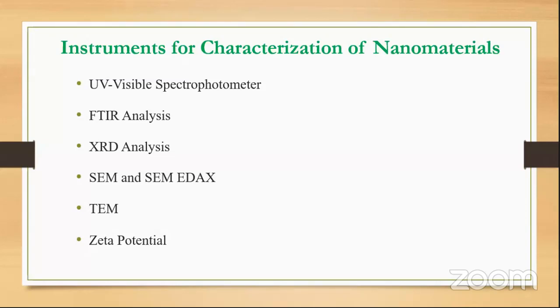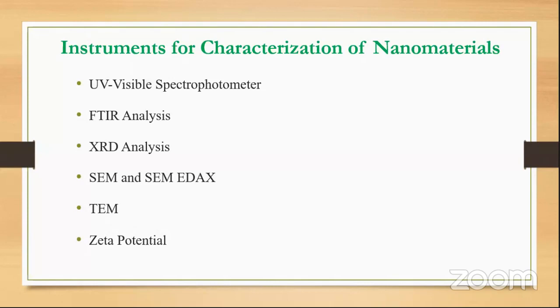Scanning electron microscopy is one of the very important tools. Using scanning electron microscopy, we can find out the morphology of the nanoparticle, as well as what type of nanoparticles are available in the material. We can also find this out by using SEM-EDAX. By SEM-EDAX, we obtain the peaks of the concerned elements.